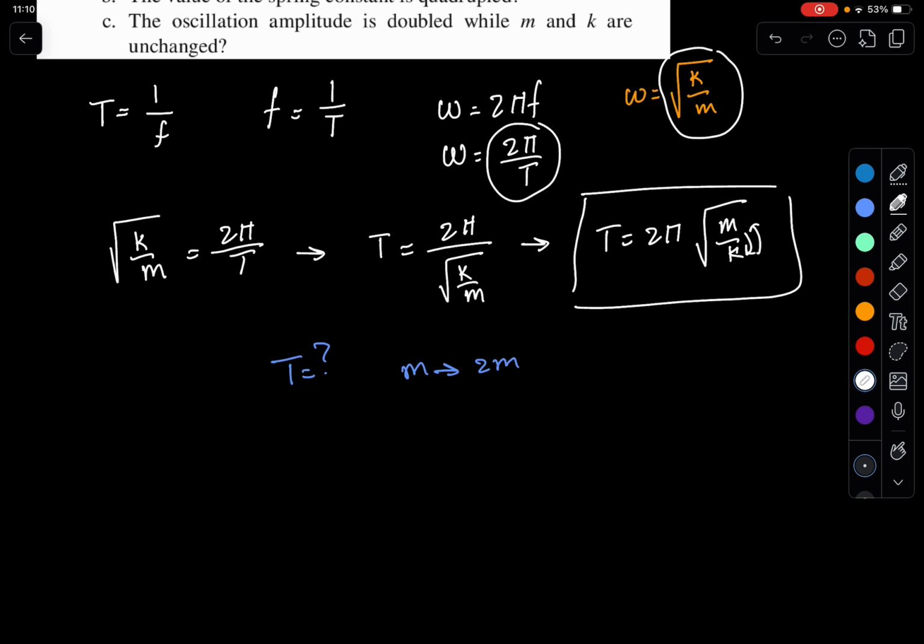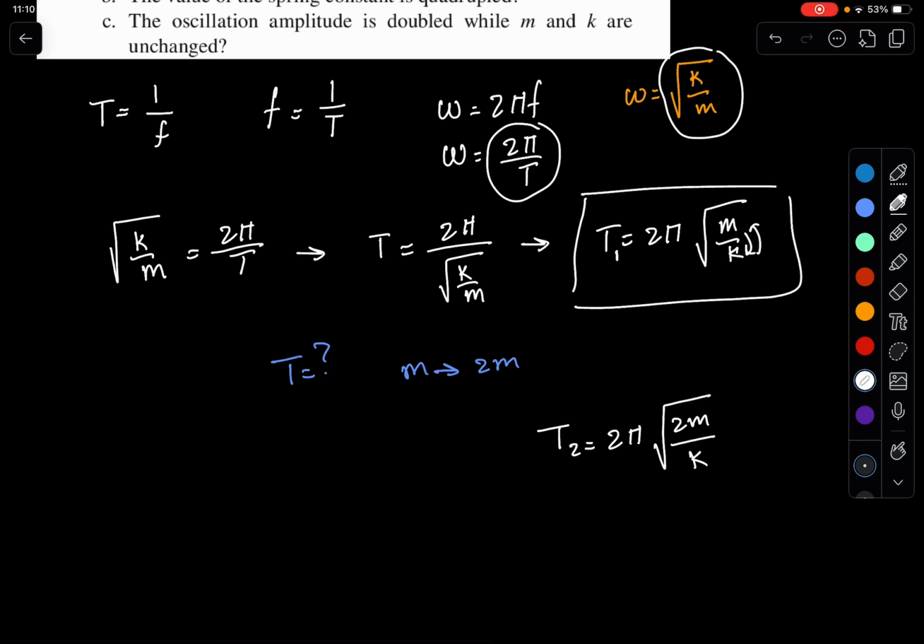We have to write, let's call this one T1 and let's call this one T2. In T2 the mass is doubled, so we can write it like this: 2 pi times a square root of 2m over k. Now in order to solve this problem, we must try to make the second equation look like the first one in order to cancel the same parts.